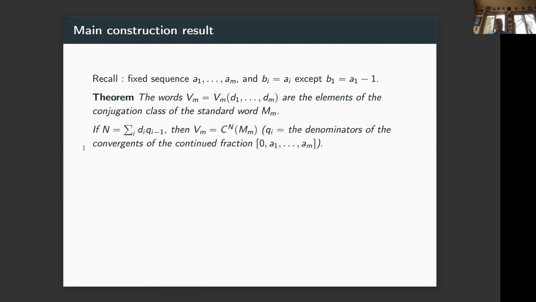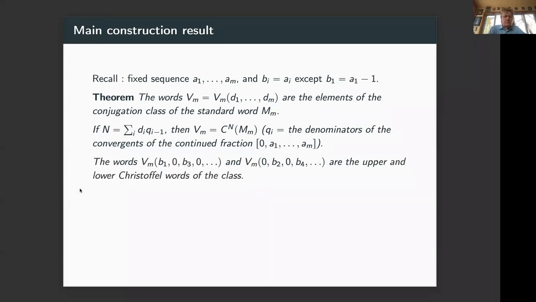Now, we can describe the conjugates in the following way. We can obtain each Vm, each conjugate, by applying several times the conjugator with an exponent big capital N. And what is this capital N? It's exactly this number: N equals the sum over all i's of di q subscript i minus 1. The qi's are the denominators of the convergents of the continued fraction. So actually, this second result confirms the first result that the Vm are all conjugate.